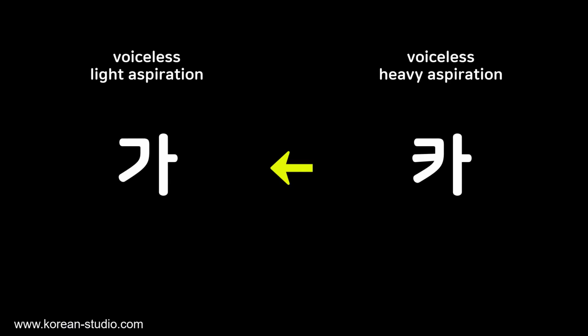Now, listen to the following pair of syllables that use voiceless, lightly aspirated sounds and voiceless, heavily aspirated sounds. 가, 가. 카, 카. 다, 다. 타, 타. 파, 파. 파, 파. 차, 차.